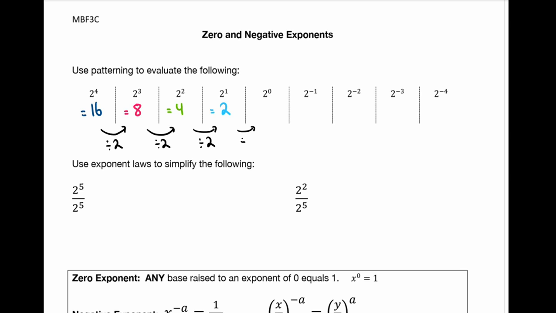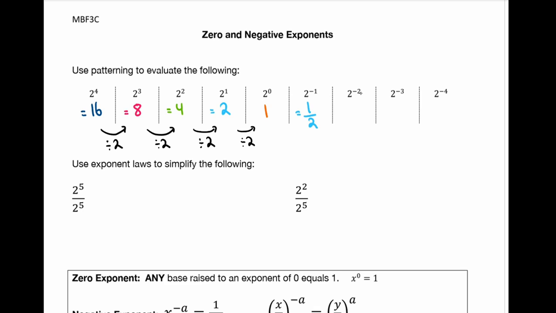If I continue this pattern, what should 2 to the power of 0 be? To figure that out, 2 divided by 2, we get 1. And you can double check that on your calculator. If I continue that patterning, 2 to the power of negative 1, I get a half, or 1 divided by 2.